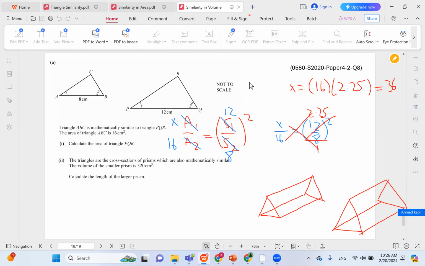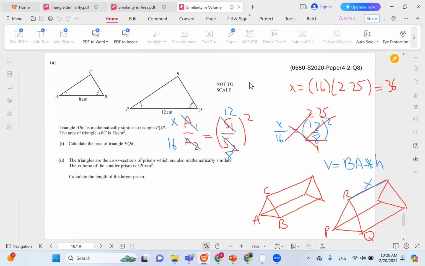We already know that the larger one is PQR and the smaller one is ABC. We want to get the length of the larger prism. The length here is like the height. So this side here, we're trying to get this side here. And you should know that the volume of any prism is equal to the base area multiplied by the height. So if we get the volume, we can get the height because we already know the two areas.